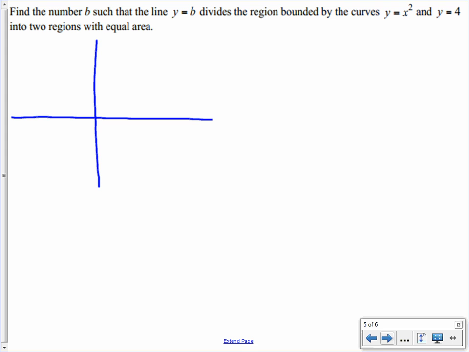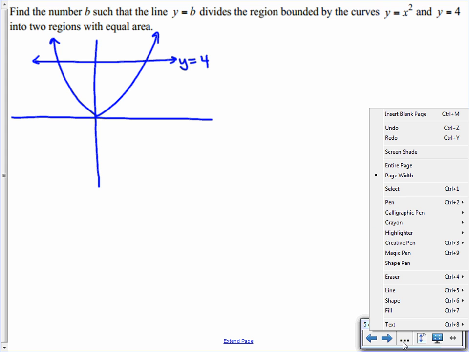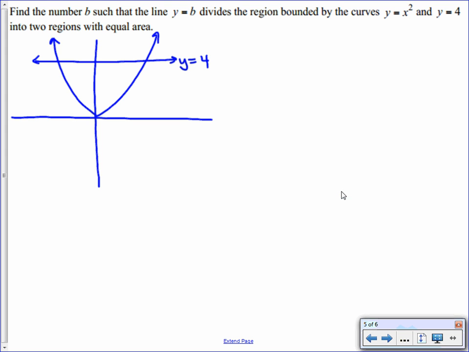We're dealing with a graph. Here's y equals x squared. And y equals 4. Okay? The magic pen isn't going to work for us. We want to find another line that is horizontal.